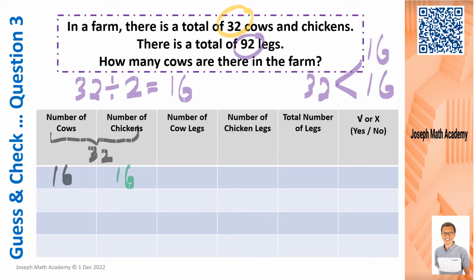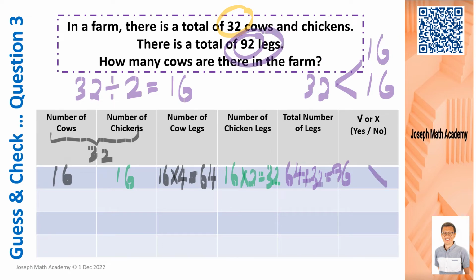Now, if there are 16 cows, each cow 4 legs, that will be our 64. If there are 16 chickens, each chicken 2 legs, that will be our 32. Then we take column 3, add column 4, that will give us our 96. Alright? So 96 is too many as compared to this 92. So not the correct guess. So too many legs in our first guess.